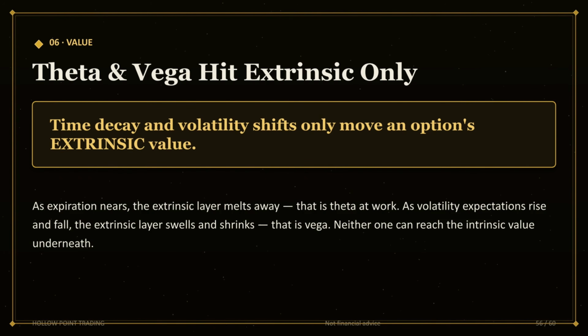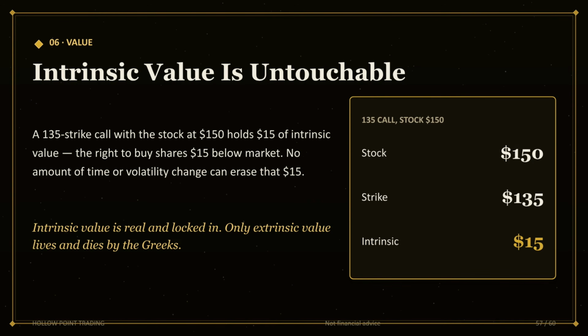Importantly, Theta and Vega only influence the extrinsic layer. Time decay melts this layer away, and volatility causes it to expand or shrink, but they cannot reach the underlying intrinsic value. Intrinsic value is truly untouchable. For a 135 strike call with the stock at 150, the $15 of intrinsic value is locked in and cannot be erased by time or volatility changes.